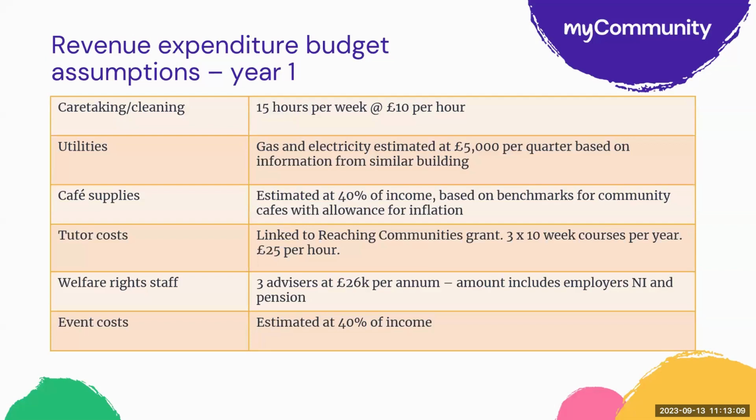On cafe supplies, you may be thinking about, there are industry norms about community cafes. So the industry norm is generally a third, a third, and a third. So a third on ingredients and inputs, a third on staffing, a third on overheads and profit. I've upped that to 40% in this model because the cost of food in particular is rising very strongly at the moment as part of the inflation issues we have.